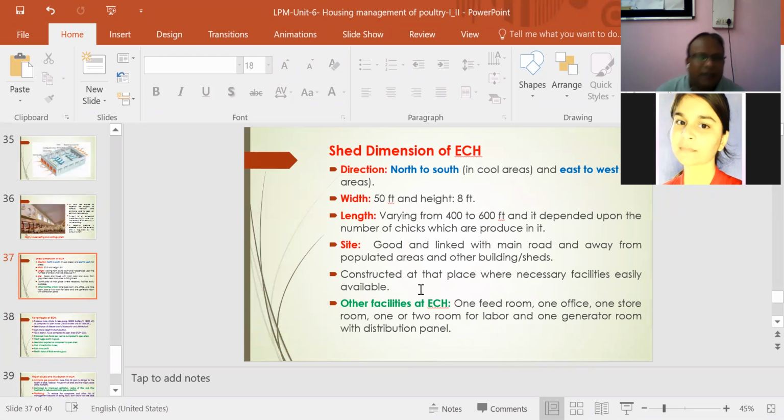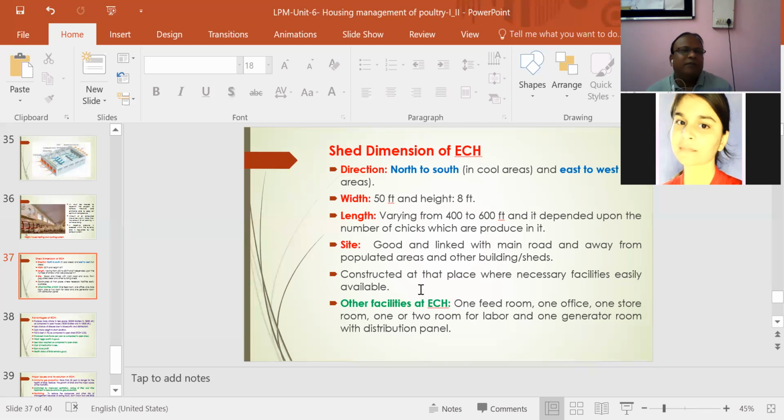Shed dimension of an environmentally controlled poultry house. What should be the direction of the shed? The direction of the shed on the long axis should be north to south in a cool area, that is, in a hilly area where the environment temperature remains very low, and east to west in tropical and hot, humid areas. What will be the width of the shed? The width should be 50 feet and the height of the roof should be at least 8 feet. The length of the shed can vary, maybe 100 feet, 200, 500, 1000 feet.